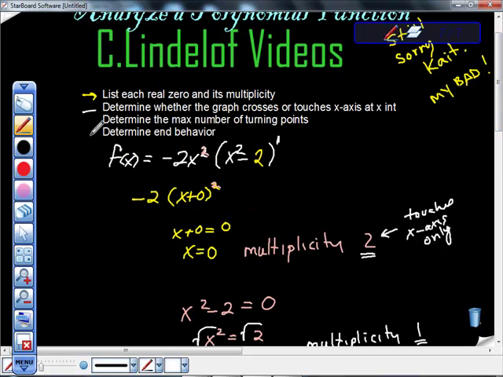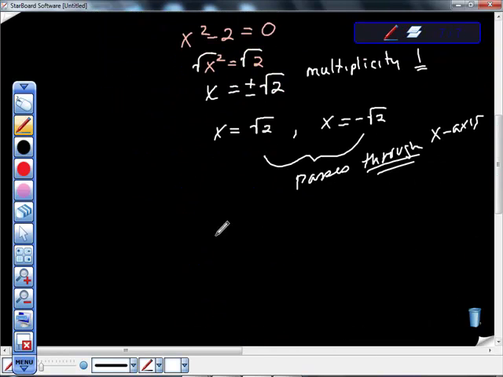The next point is we have to determine the max number of turning points, which is actually pretty easy also. What we do is we look for its power function. All that means is if we expanded this whole thing out, what is the variable with the highest exponent? It would be an x to the 4th power, wouldn't it? In this case, it would be negative 2x to the 4th power. Can you see it? So its power function is equal to negative 2x to the 4th power.